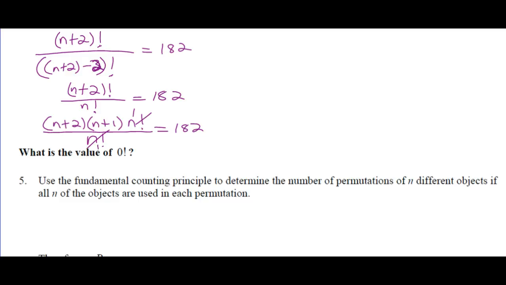Okay, those cross off. You got 1s. So we have n squared plus 3n plus 2 is 182. N squared plus 3n minus 180 is equal to 0. Okay, so expand it. We need a quadratic, so you're going to expand the left side. You're going to move the right side over. Okay, so it's equal to 0.